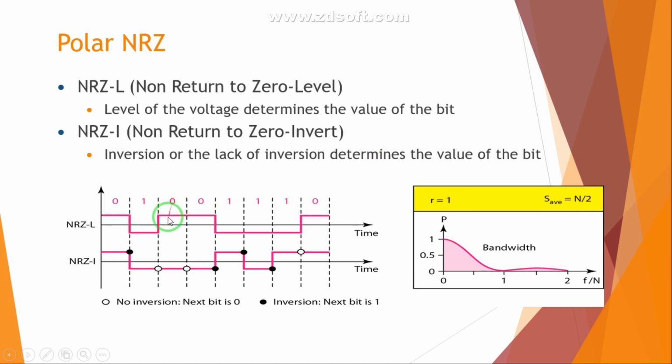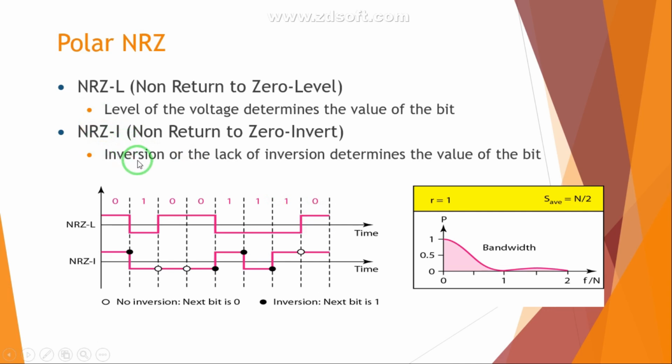Next bit is 0. It means it is represented by what? Plus V voltage. Next bit is again 0, so represented by plus V voltage. But logic 1 is represented by negative voltage, that is minus V volt. Same for this. And at last there is a transition, because the last bit is 0, and 0 is represented by what? Plus V voltage.